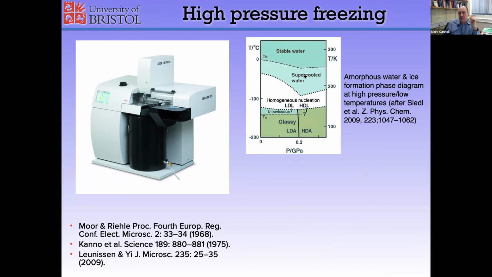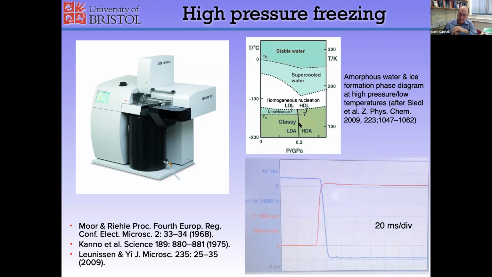And you can see the structures of water here on the right-hand side. You have stable water, and as you cool it rapidly, you go through supercooled water into a region where you can have homogeneous nucleation. That means that ice crystals are forming everywhere inside the preparation. But at high pressures, you get amorphous ice, ice with no structure. And that's because the ice is not allowed to expand due to the high pressure. And so we move into glassy ice forms down here.